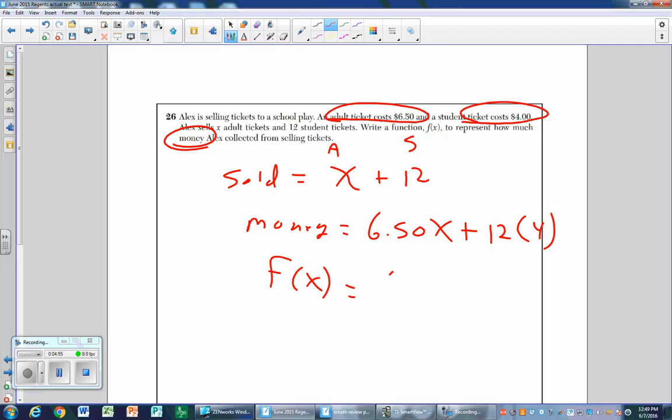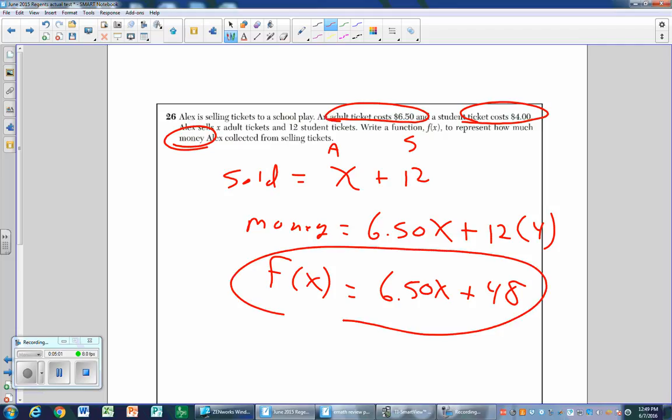So the function f of x is 6.50x plus 48. That's how much money he collected. Make sure that it makes sense. $48. Oh, because it was $4 per student ticket times 12 student tickets.